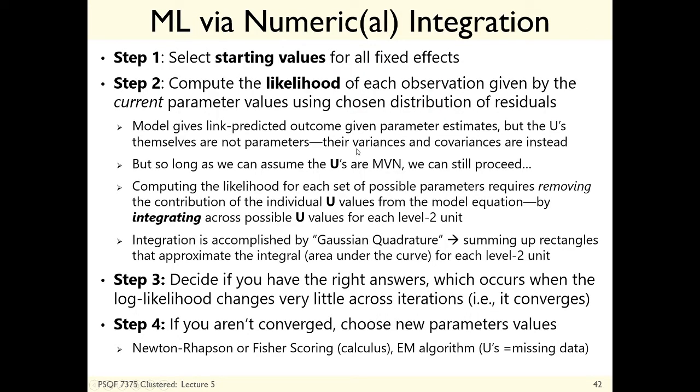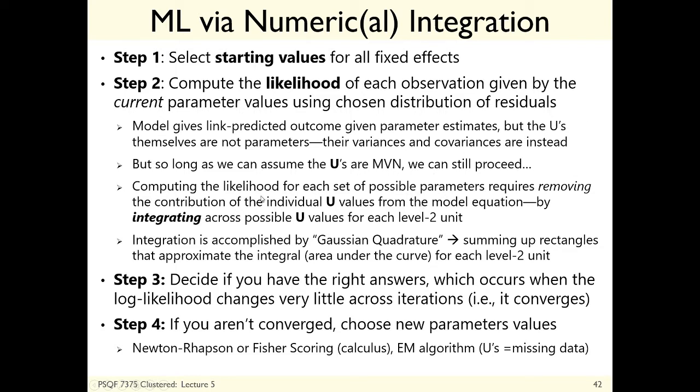So step one, the program has to pick starting values for all the fixed effects. So fixed slopes, fixed intercepts, all that stuff. It then has to compute the likelihood, or the height, of each observation given those current parameter values and the chosen distribution of residuals. We don't know what the random effects should be for each group, but we do know that they're supposed to be multivariate normal. So even though we don't know the U's, we know their distribution.